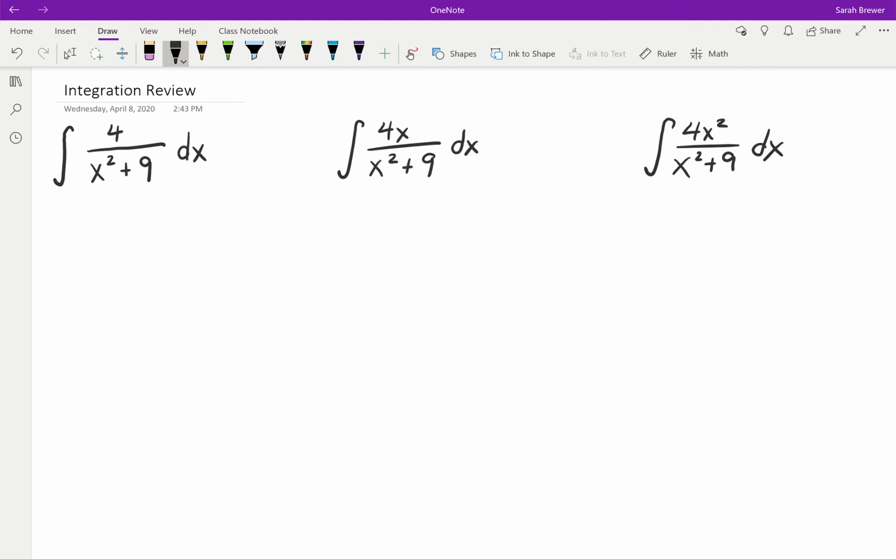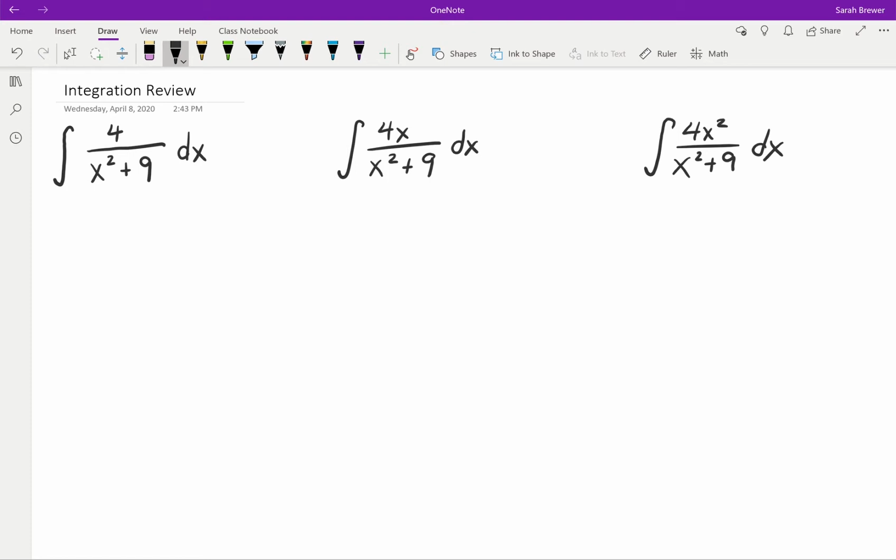All right, here we're going to do a little bit of review of some of our basic integration rules. And in order to frame this, I want to look at these three integrals. The integral of 4 over x squared plus 9 dx, the integral of 4x over x squared plus 9 dx, and the integral of 4x squared over x squared plus 9 dx.